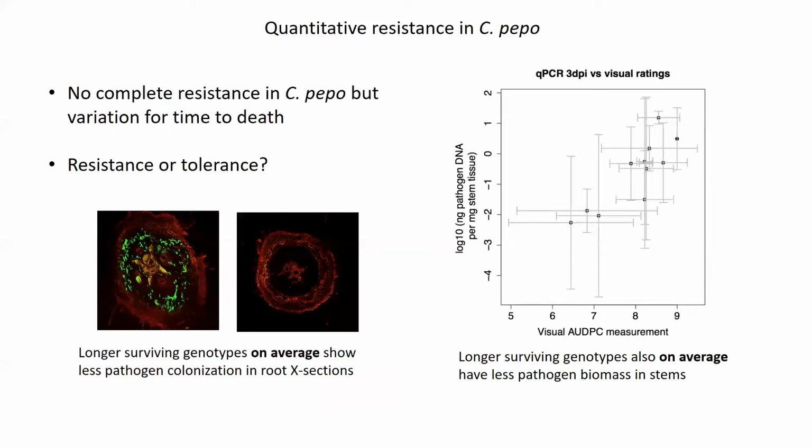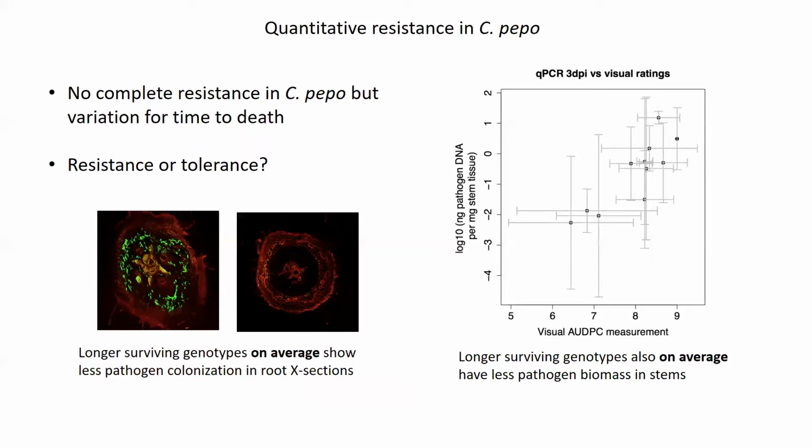So we've done a little bit of work trying to understand whether this can be characterized as resistance or tolerance. We've done some confocal microscopy using a GFP-tagged pathogen isolate, and we found that plants from genotypes that tend to survive longer also tend to have a lesser degree of pathogen colonization in their root tissue 3 days after inoculation. Similarly, we used quantitative PCR to estimate pathogen biomass in stem tissue 3 days after inoculation.